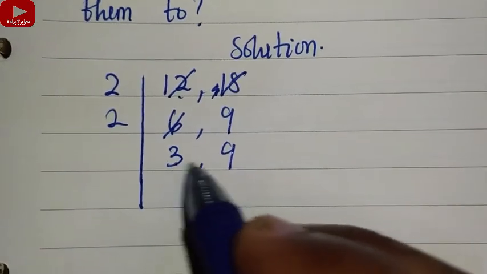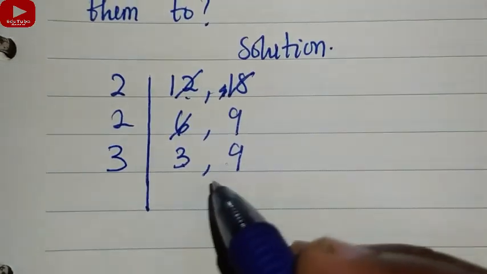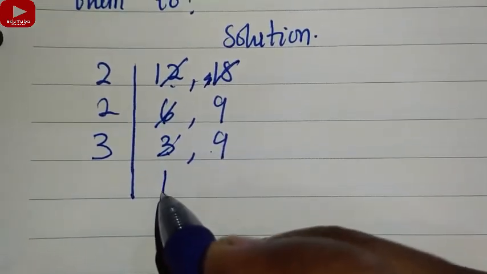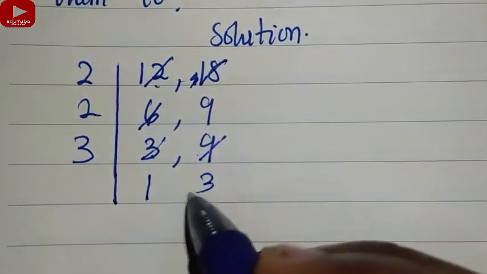Now 3 can go in 3 and 9, so I will use 3 as our next prime number. So 3 in 3, that will give me 1. And then 3 in 9, that will give me 3.